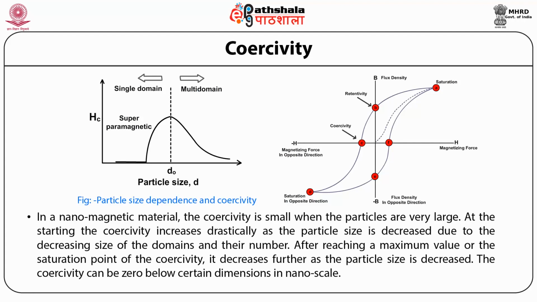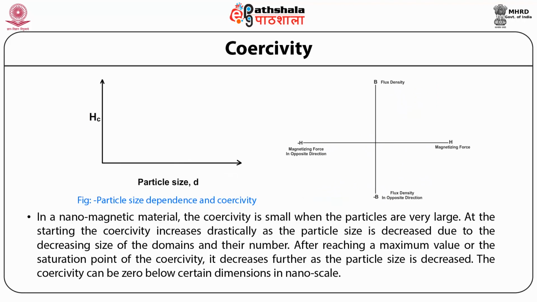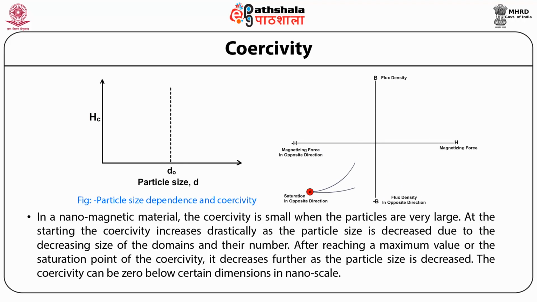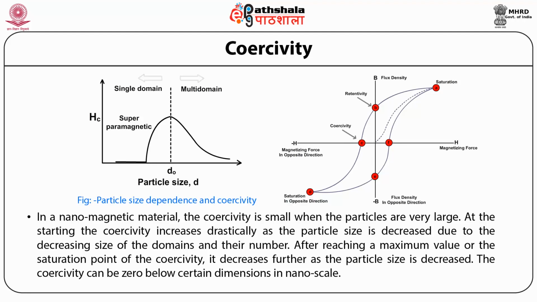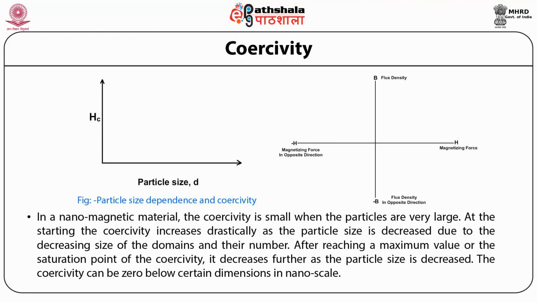In a nanomagnetic material, the coercivity is small when the particles are very large. At the start, the coercivity increases drastically as the particle size is decreased, due to the decreasing size of the domains and their number. After reaching a maximum value at the saturation point of the coercivity, it decreases further as the particle size is decreased. The coercivity can be zero below a certain dimension in the nanoscale.